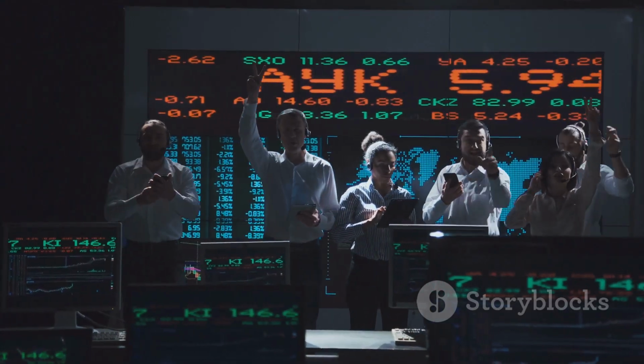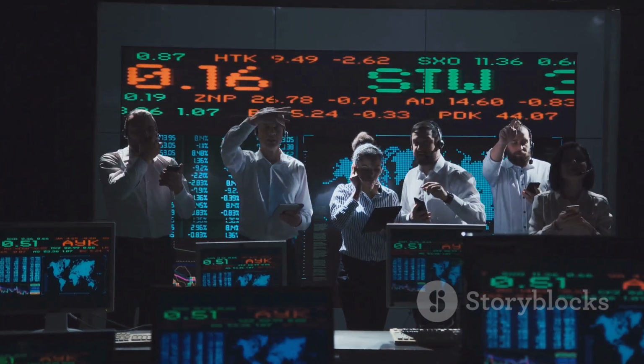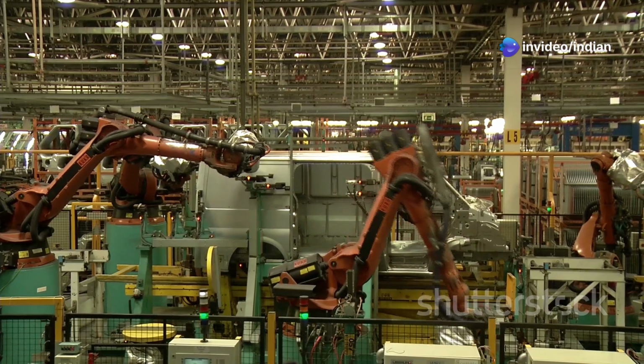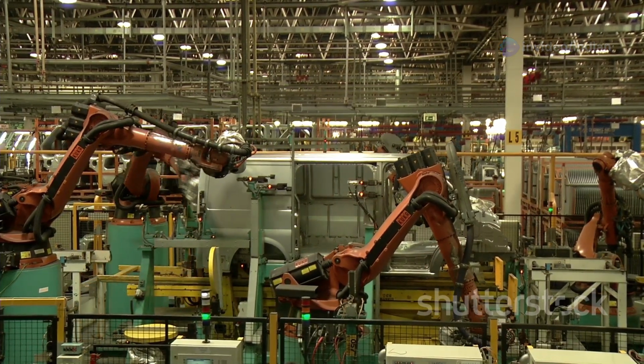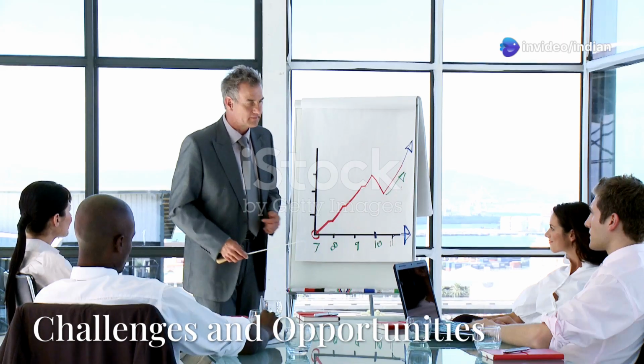The United States in the late 20th and early 21st centuries experienced the rise of globalization and the information technology revolution. While these forces created immense wealth and spurred innovation, they also led to job displacement in manufacturing. The gap between the rich and the poor continued to widen, raising concerns about income inequality and social mobility.